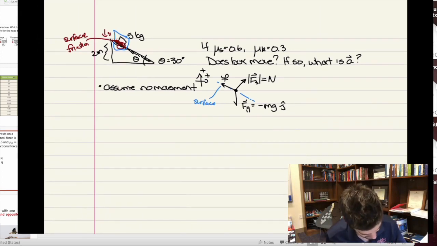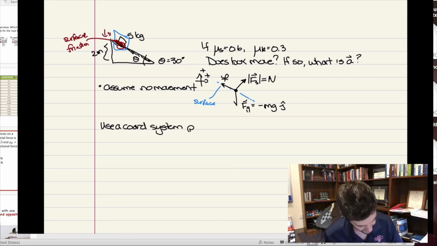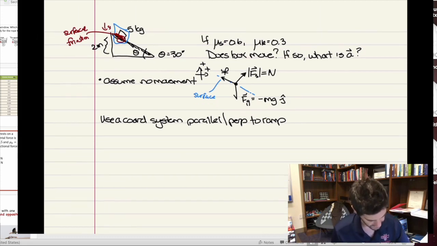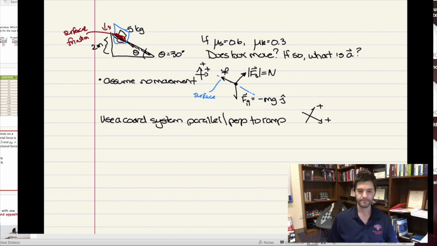All right, so we will use a coordinate system parallel and perpendicular to the ramp, like we've done before, in which case I will define down the ramp as positive and away from the ramp as positive.